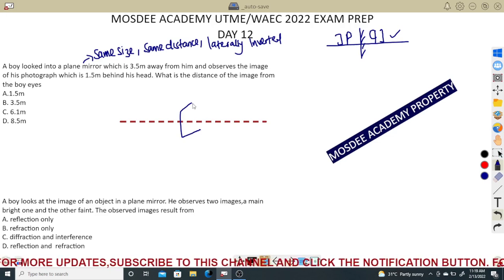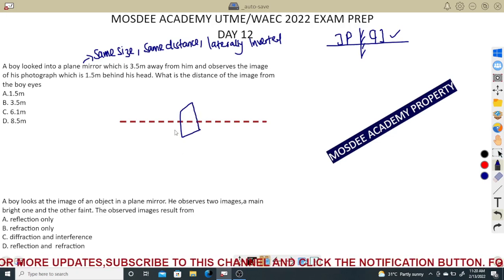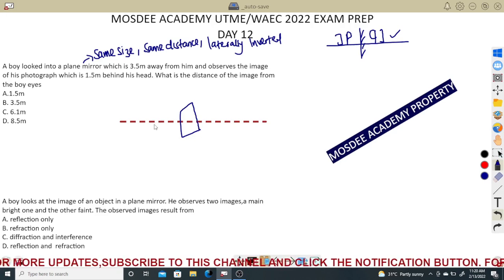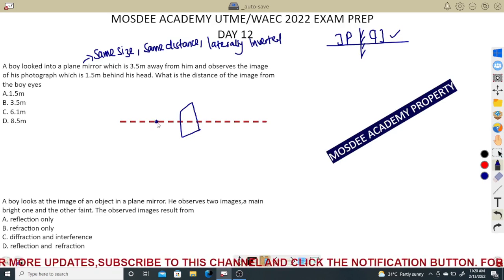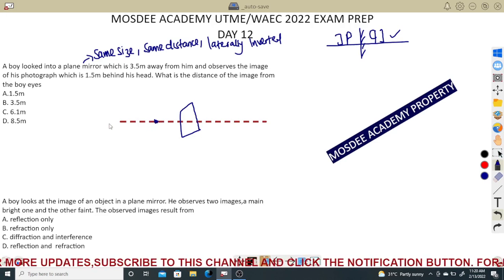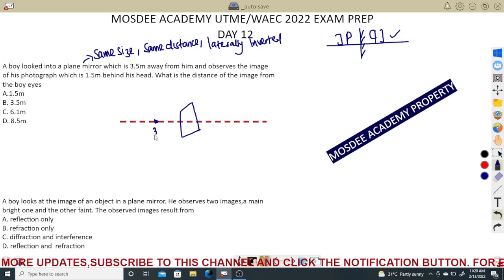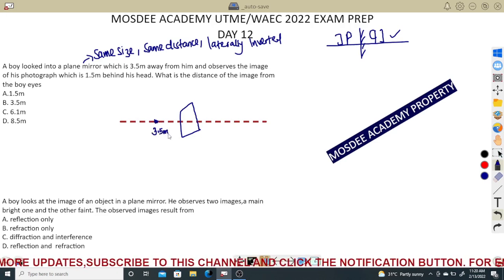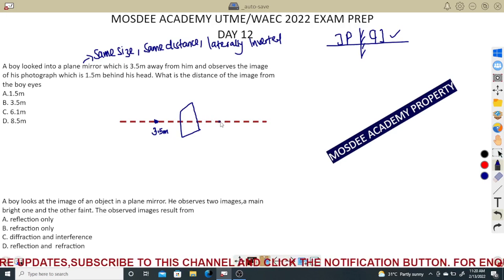And we have this, just for illustration's sake. It looks into a plane mirror which is 3.5 meters away from him. This is the boy, 3.5 meters away from the plane mirror. If the boy is 3.5 meters away from the plane mirror, the image will also be 3.5 meters away.